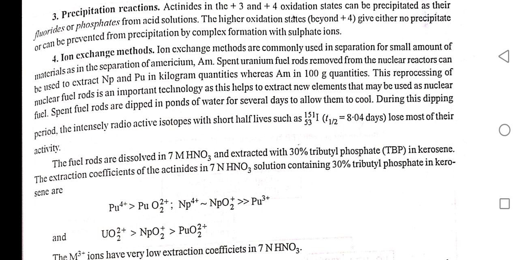The reprocessing of nuclear fuel rods is an important technology, as it helps to extract new elements that may be used as nuclear fuel. Spent fuel rods are dipped in ponds of water for several days to allow them to cool. During this period, the intensely radioactive isotopes with short half-life, such as iodine-131, whose half-life is 8.04 days, lose most of their activity.